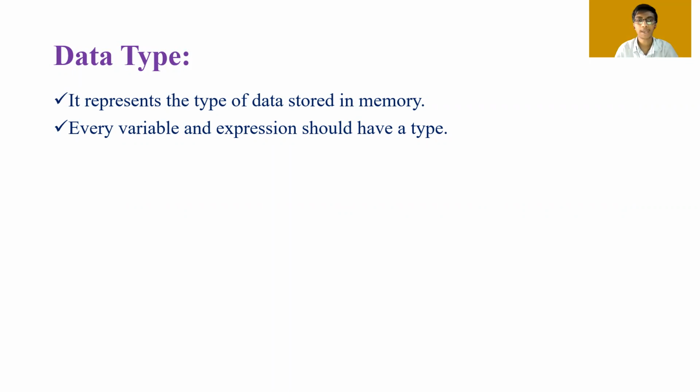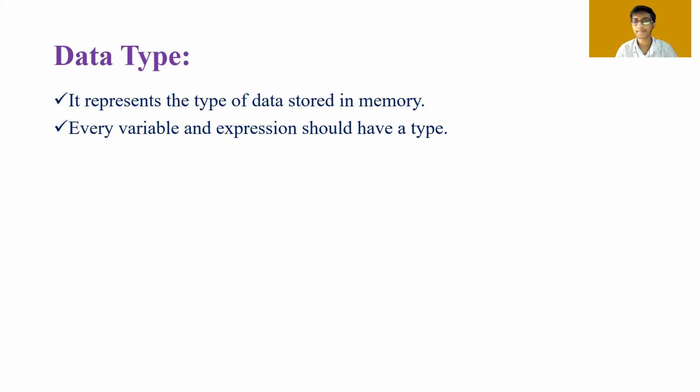Now see this point. Every variable or memory location, and every expression, which means an arithmetic expression or some operation, will have some type. For example, if we take an expression like 10 plus 20, this expression is going to return an integer, 30. So every variable and every expression is going to have some type.